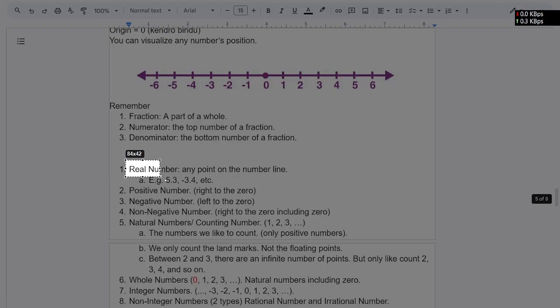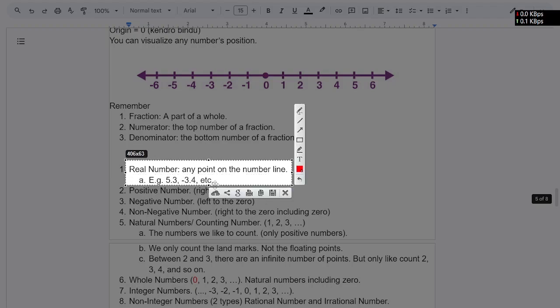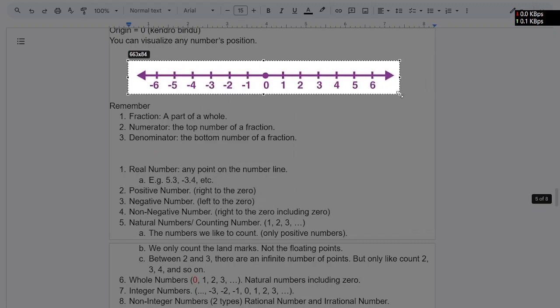Now let's discuss real numbers. Real numbers are any point on the number line. So you can get 1. This is a real number. You can get 2. This is a real number. You can get -2. This is a real number. You can get anything between 1 and 2. This may be 1.5. This is a real number.